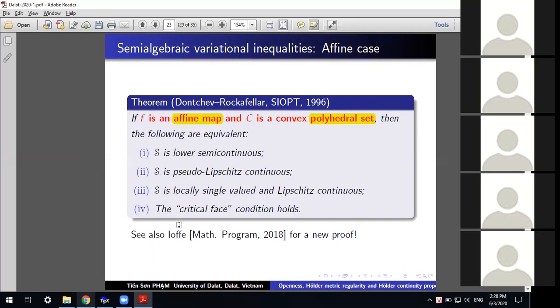Recently, Appl gave a new proof of this theorem. Here we can relax this assumption. So I would like to change it: F is a semi-algebraic map and C is a convex semi-algebraic set. So I would like to change this assumption.